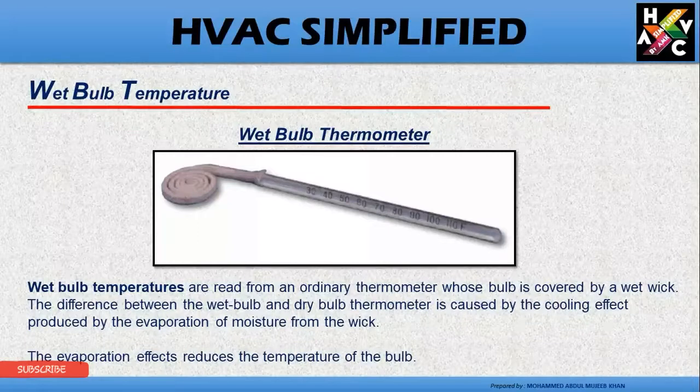The difference between the wet bulb and the dry bulb temperature is caused by the cooling effect produced by the evaporation of moisture from the wick. The evaporation effects reduce the temperature of the wet bulb. This will be the same ordinary dry bulb thermometer to which the wet wick is added and the temperature is recorded. The temperature due to evaporation of the moisture from the wet wick is known as the wet bulb temperature.